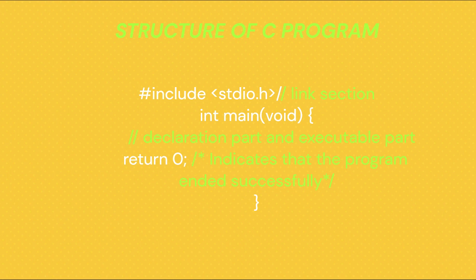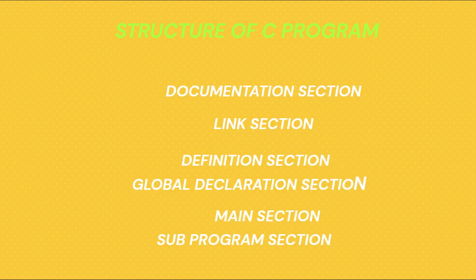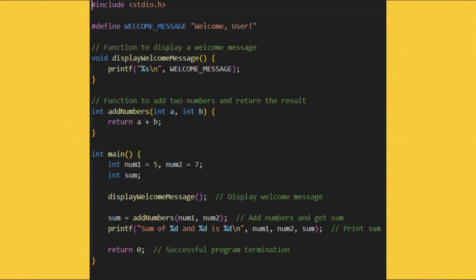And the sixth one is the subprogram section. In this section you will include all the user defined functions. Generally these user defined functions come after the main function, but it is not necessary. They may be in any order. If you want to use these user defined functions before the main function, you can, but you should follow some rules to write them. But in general, we use these user defined functions after the main function.